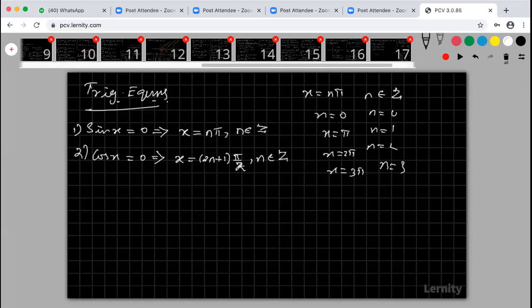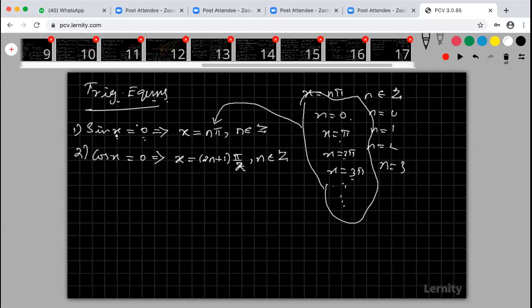Now when x is equal to 0, what is sin 0? It is 0. When x is equal to pi, sin pi is 0. When x is equal to 2 pi, sin 2 pi is 0. When x is equal to 3 pi, the answer is 0. So these x values go on infinitely, and they satisfy this equation, therefore these are solutions. This is the general form of the solution. All these are solutions of sin x equal to 0, and this is the general form.